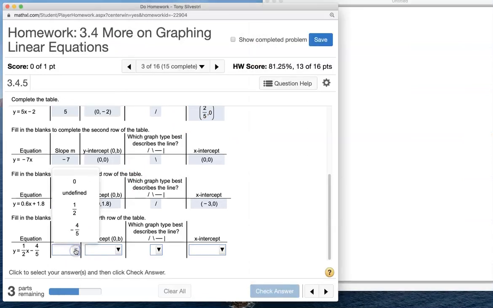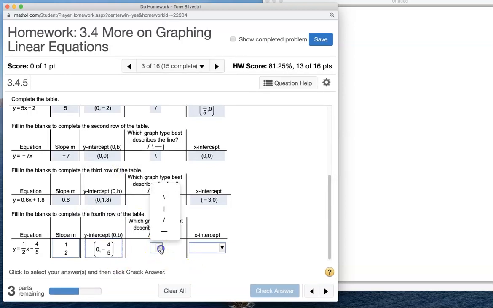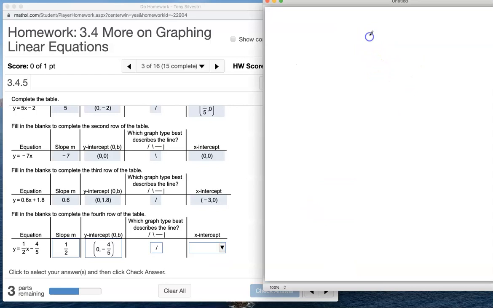Slope, 1/2. Y-intercept, 0, -4/5. This is a positive. They moved it around on me. Look at those weirdos. They moved it around on me. It's a positive slope. And now this guy is, well, I have to do this. 0 equals 1/2 x minus 4/5. And it's probably best that I do this. Add 4/5 to both sides.